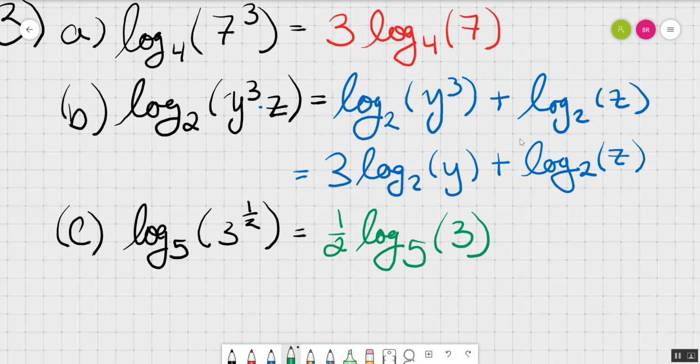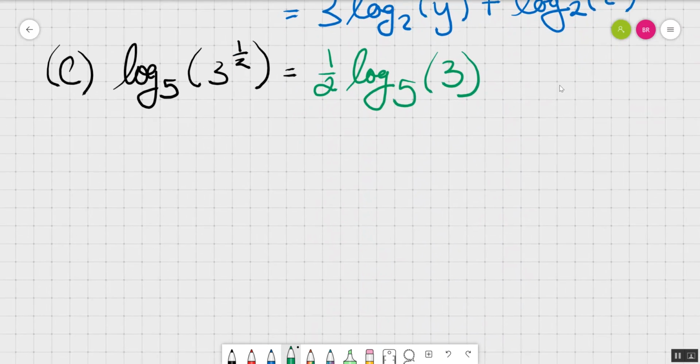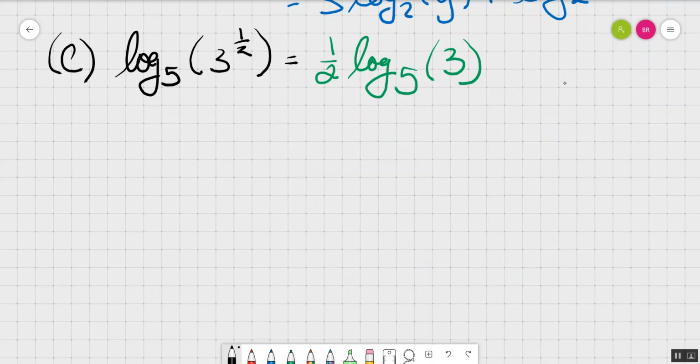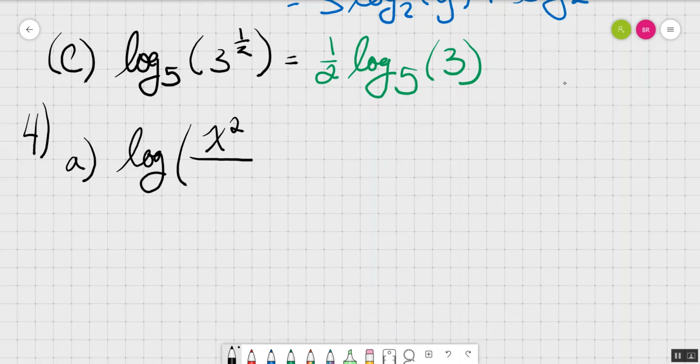Let's do some more where we combine these rules together because we want to be careful about the order we do them in. I usually use the power rule last and try to use the other rules first. This is just good practice to keep yourself nice and organized. So log of x squared over the cube root of y. Again, I'm going to use the power rule last because that's the way I always do it, and it helps me keep organized.